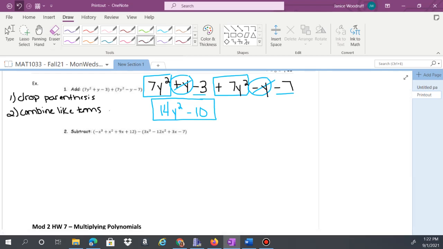Okay, then subtraction, slightly different because I'm subtracting. So what I'm doing here is I'm taking this whole first term and I'm subtracting this whole second term, which means my first step is I need to distribute the minus sign to the second parentheses. Then I'm going to combine like terms.